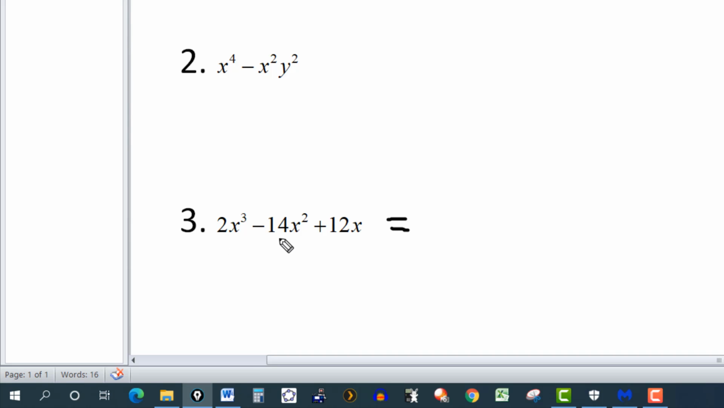Notice that 2 goes into minus 14. It also goes into 12. So I can factor out a 2 from each term along with an x. So what's left? Okay, so I put parentheses here. I'm left here with an x squared.